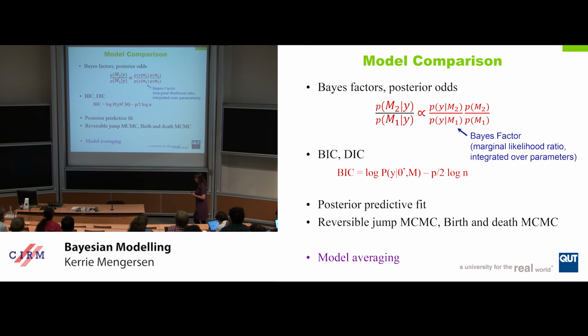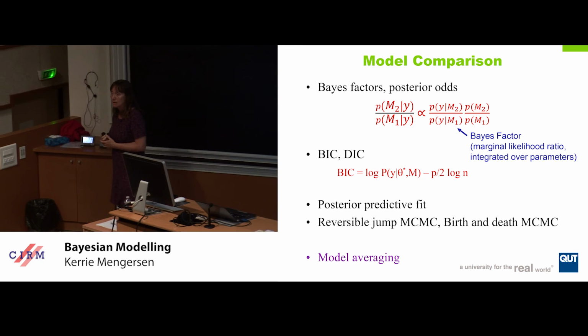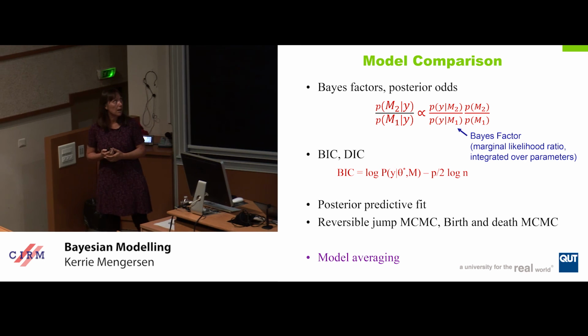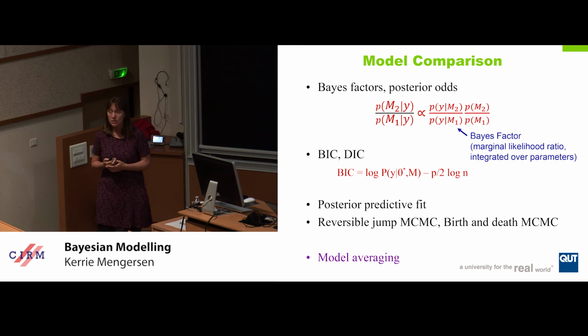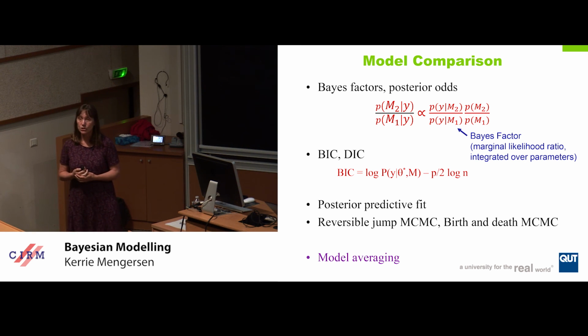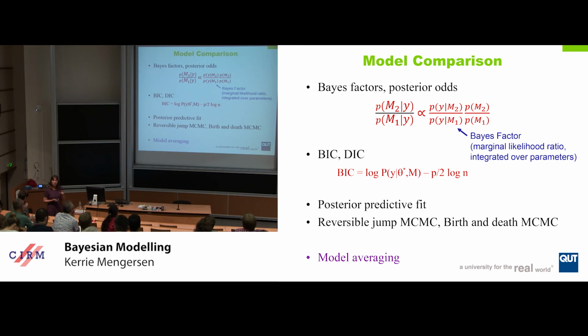Right, so now we have our models, and now we want to compare models. How do we compare models? So just quickly, we can have Bayes factors or posterior odds. And what we're going to do there is compare the probability of model 2, given the data, over model 1, given the data. So we can compare models directly like that.